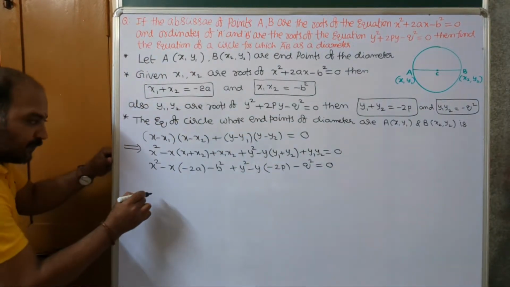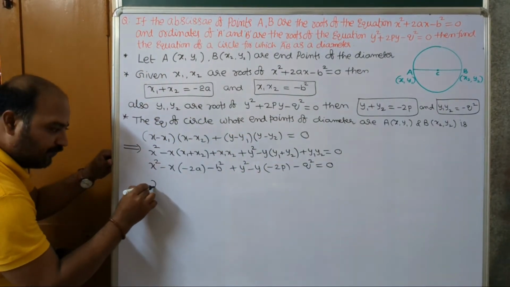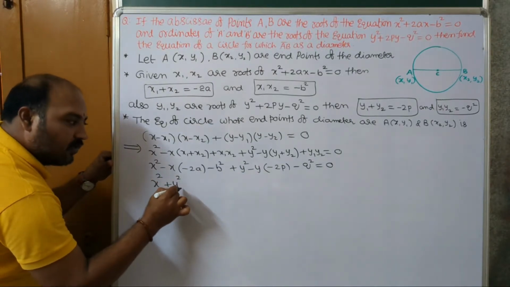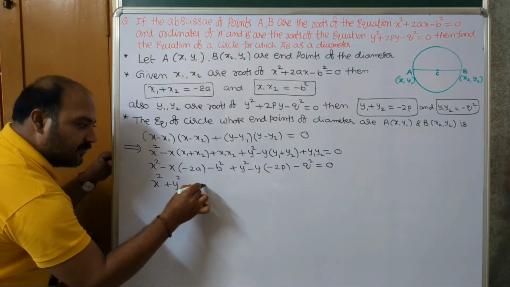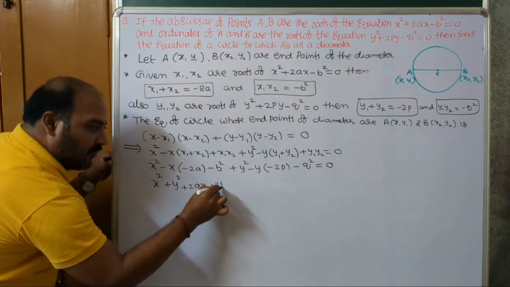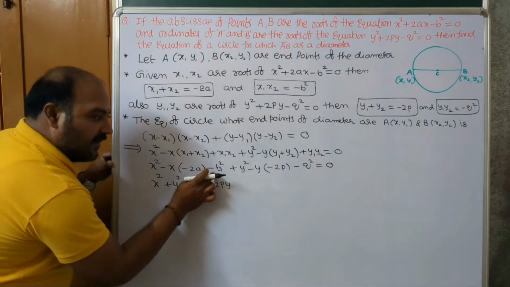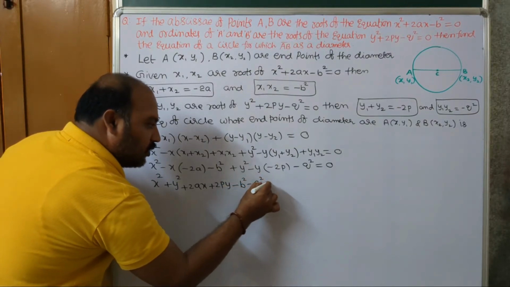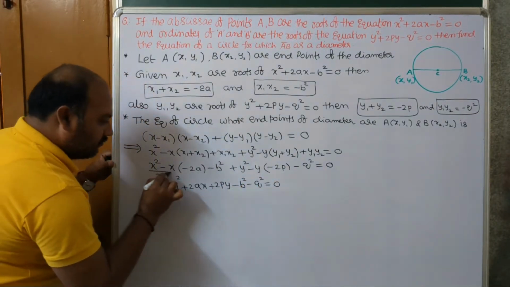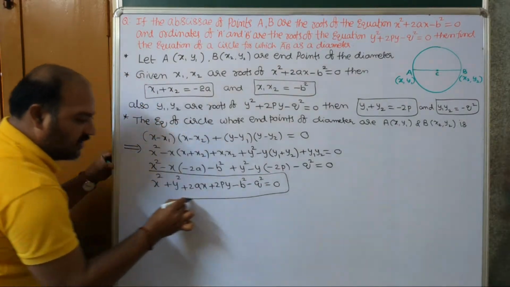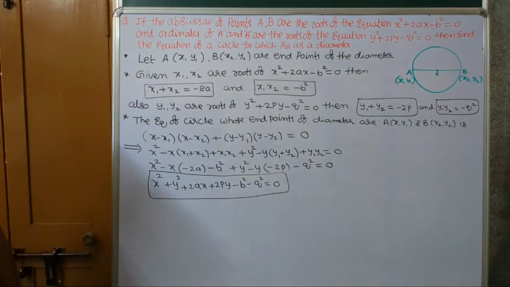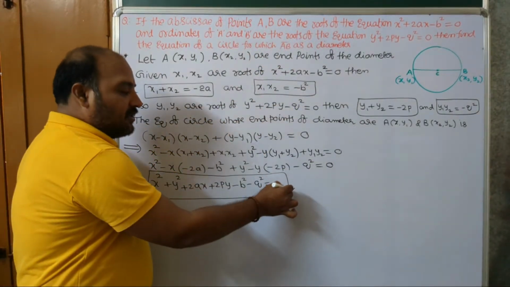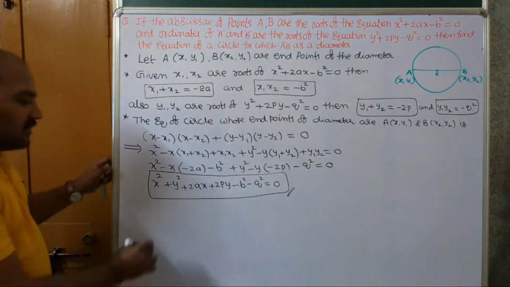So we need to expand. First x square, after that y square plus 2ax plus 2py minus b square minus q square is equal to 0, which is the required equation of the circle whose end points of the diameter are A and B. Hence the result.